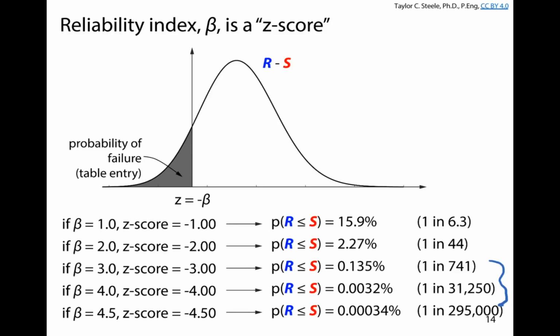Are there any questions about that concept or what any of these beta values might mean in terms of their z-score and resulting probabilities before we continue? Okay, so what do we do with this?